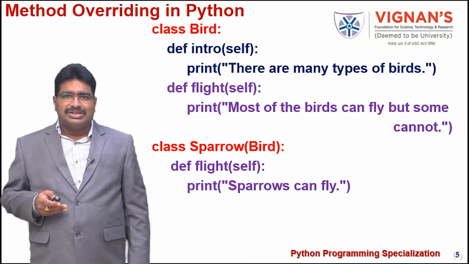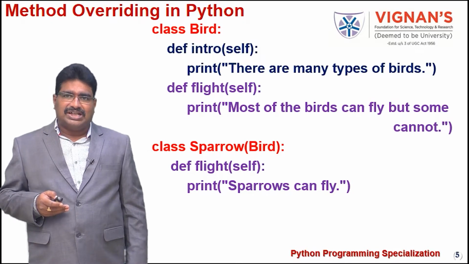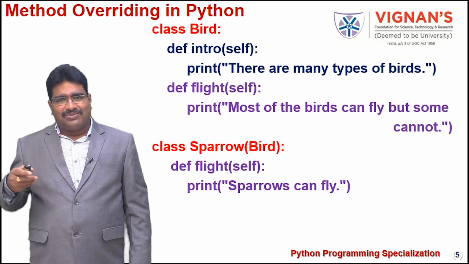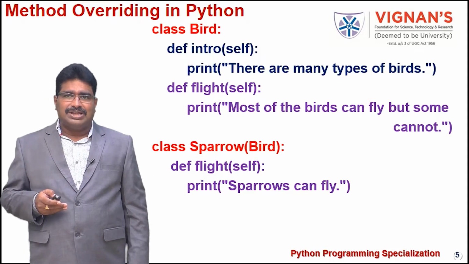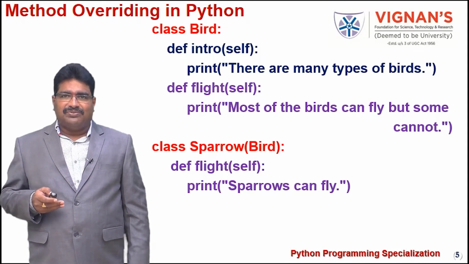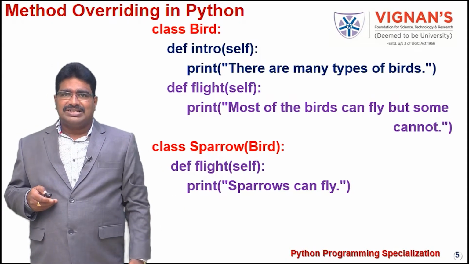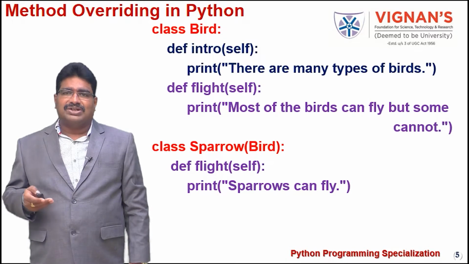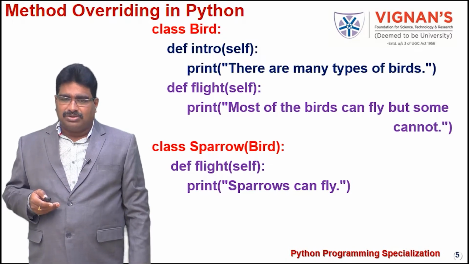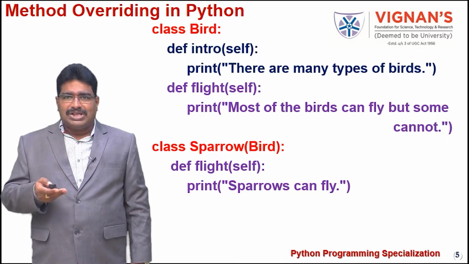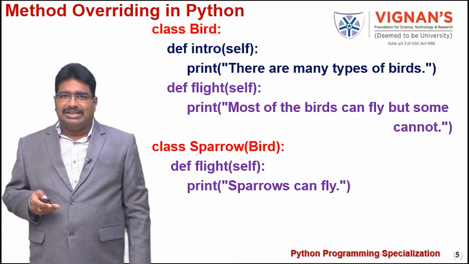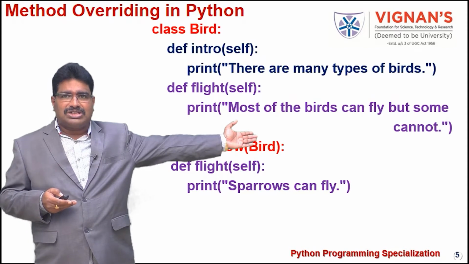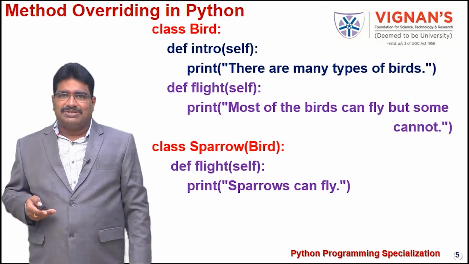So here we are using inheritance, that is, the sparrow is inherited from the bird class, and we try to define the flight. Actually the flight method is available in the bird class, but here we define it one more time, which itself indicates that it is method overriding. Whenever we call the flight function from the object of the sparrow, it automatically executes this flight function. In the flight function of the sparrow, we simply define the statement: sparrows can fly.